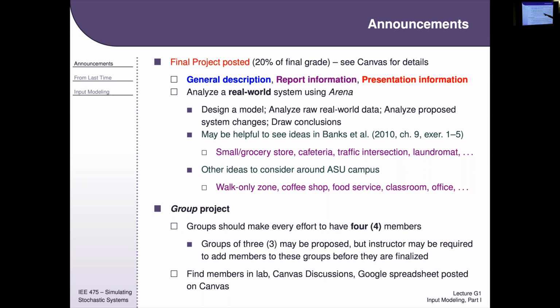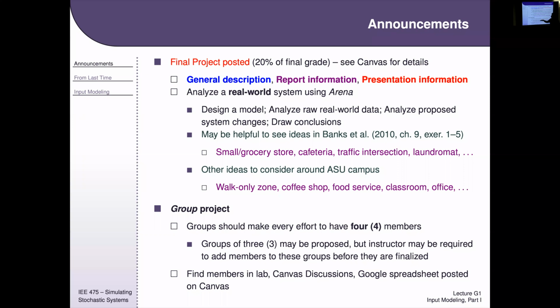If you look in the Banks book, chapter 9, exercises 1 through 5, they have a bunch of interesting examples. It might get your mind moving about what types of systems you could look into, so that's maybe a good place to start.